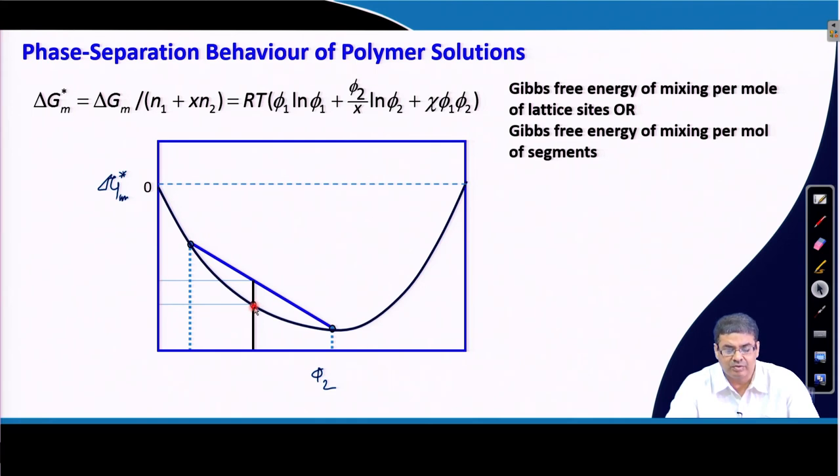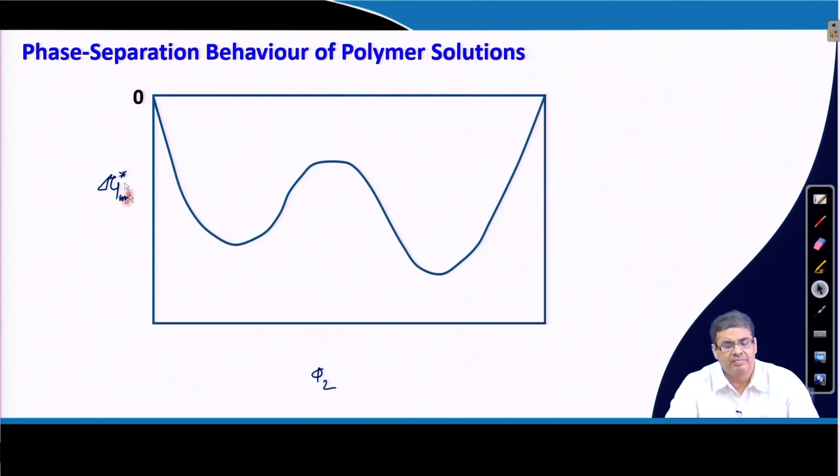Now going from this composition to these two compositions, the delta G mixing is actually becoming higher, which means this is not a spontaneous phenomenon, which means that a polymer solution of this composition is a stable solution, and we can apply the same logic for all these points across this composition, which means for this type of behavior the polymer is soluble in all proportions with the solvent. Now there is another possibility where again we plot delta G star m with mole fraction, and this is a possibility.